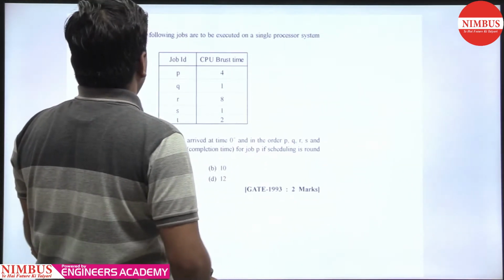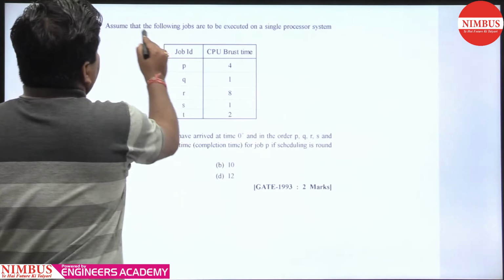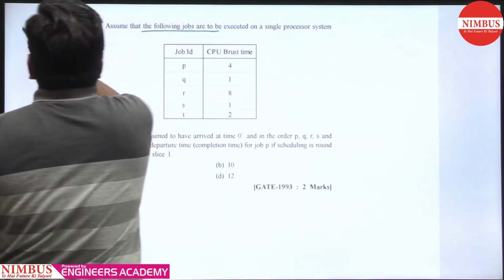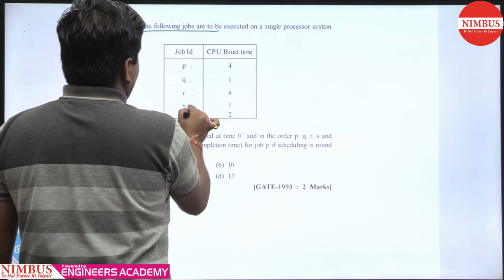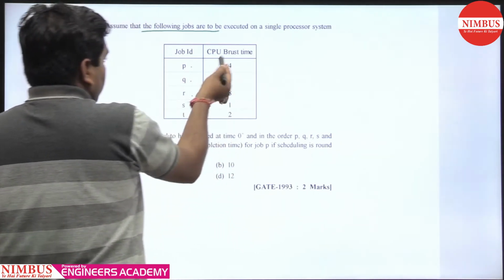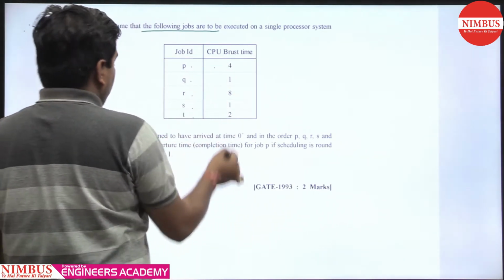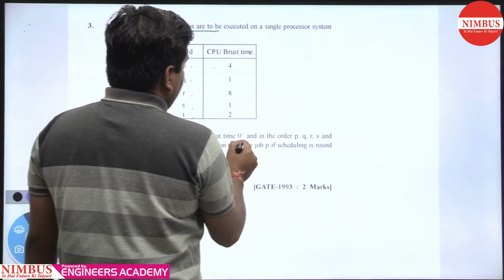What is it saying? Assume that the following jobs are to be executed on a single processor system. These are the job IDs P, Q, R, S, T, and the execution time, the burst time, is given as 4, 1, 8, 1, 2. The jobs are assumed to arrive at time 0 plus.